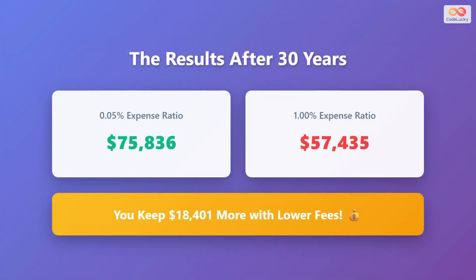After 30 years, the difference is staggering. With the low 0.05% expense ratio, your $10,000 investment grows to $75,836. But with the 1% expense ratio, it only grows to $57,435. That's a difference of $18,401. You keep over $18,000 more simply by choosing the lower-cost fund. This demonstrates how small percentage differences compound into massive real-world dollar amounts over time.